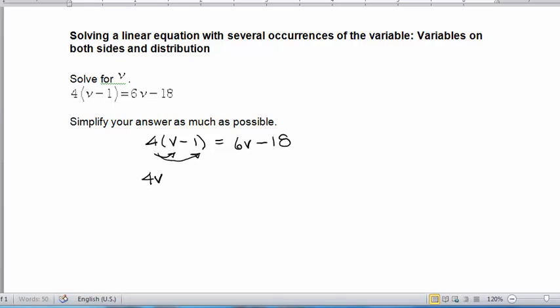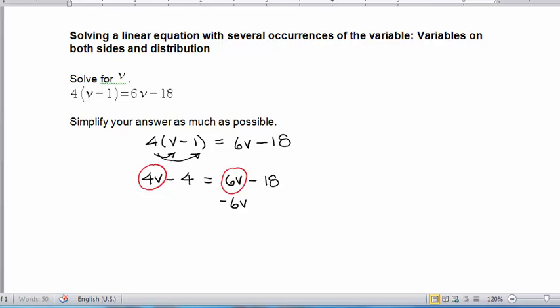So it becomes 4 times v minus 4 times 1, which is just 4. I'm going to rewrite the rest of the equation. I have equals 6v minus 18. Now notice we have variables on both sides of the equation. I have a term 4v on the left, and a term 6v on the right. So I have to decide where I want to gather all of my terms that have variables. I'm going to choose to gather everything on my left hand side of the equal sign.